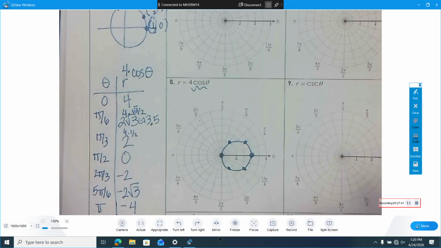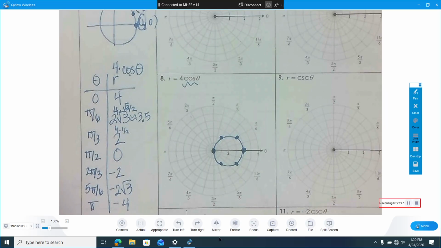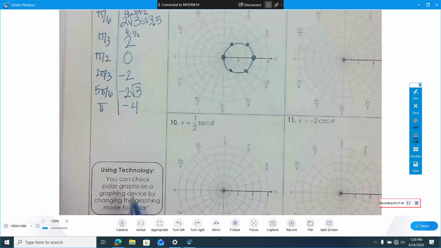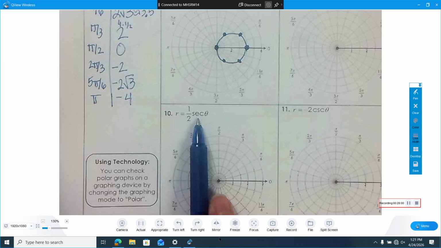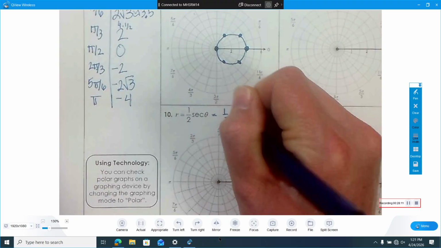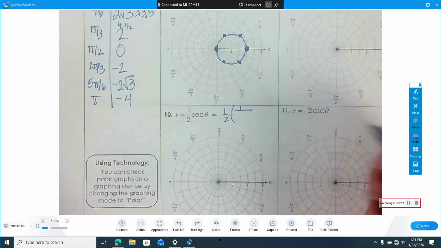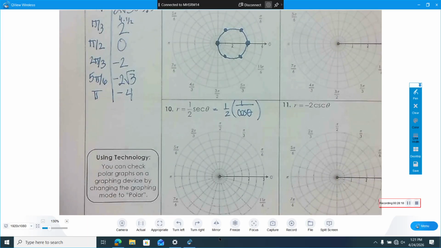Don't teach it yet. I'm sure you can figure it out. So you can use technology. It says it right here. I guess you can figure that out. But then how do you put this one in? Smarty pants. The secant, 1 over, the secant part of it. 1/2, and then in parentheses 1 over secant theta. Or cosine theta, yeah. So you can use your calculator.